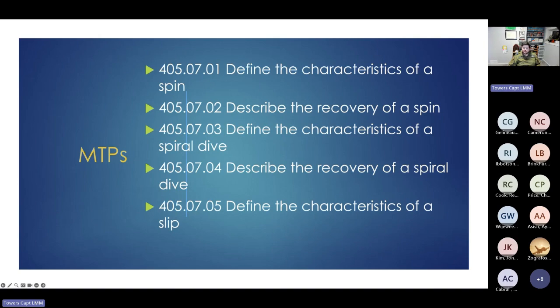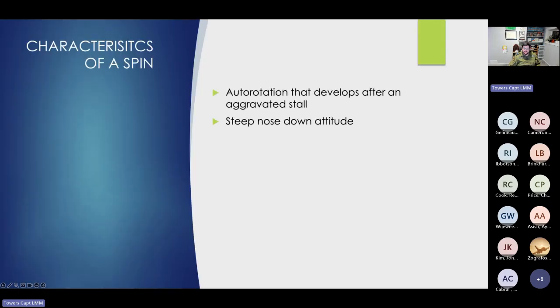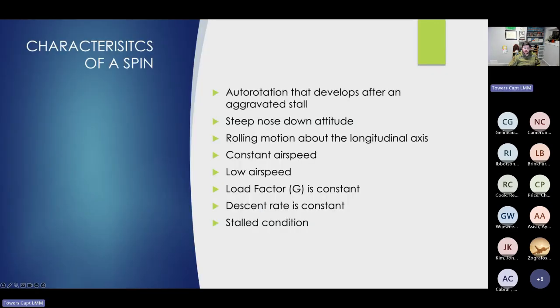So the teaching points we're going to go through, we're going to talk about the characteristics of a spin again, the recovery of a spin, the characteristics of a spiral dive, the recovery of a spiral dive, and the characteristics of a slip. So starting off with spins. So a spin, number 1, it's a stalled condition. It's specifically an auto rotation that develops after an aggravated stall. Usually you'll have a steep nose down attitude. You'll have a rolling motion about the longitudinal axis.